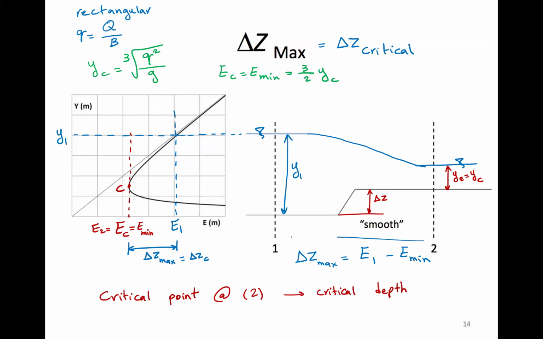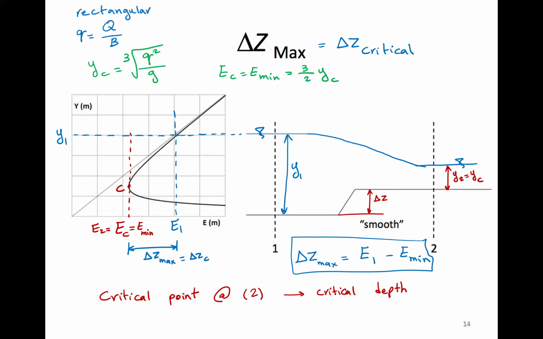So this will be a key equation to use for that kind of problem, right? Or it could be the other way. It could give you delta Z max and E1 and calculate, but the same idea. So the point is, as you keep raising the bed elevation by putting a smoother step, and you keep doing that, you keep moving left on the EY graph.